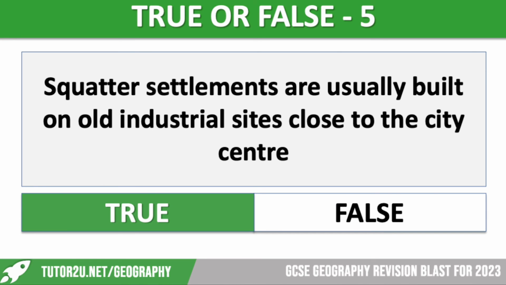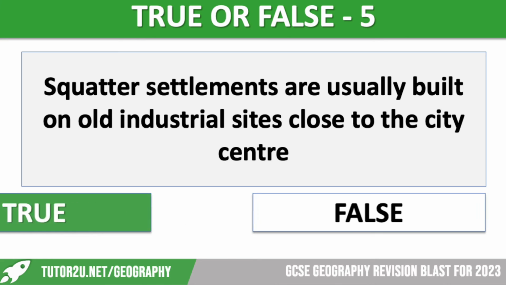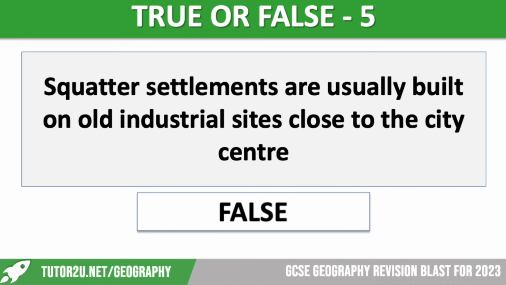Right, last true or false statement. Squatter settlements are usually built on old industrial sites close to the city centre. Is this true or false? Okay, let's have a look. It is false. So although there are some that are built close to the city centre, generally they are on the periphery, they're right at the edge, and it does mean that local governments can kind of forget about them, that idea of being out of sight, out of mind. Whereas if they're right in the centre, then they are causing more problems to the government because they are taking what they might class as valuable land in terms of the economy.